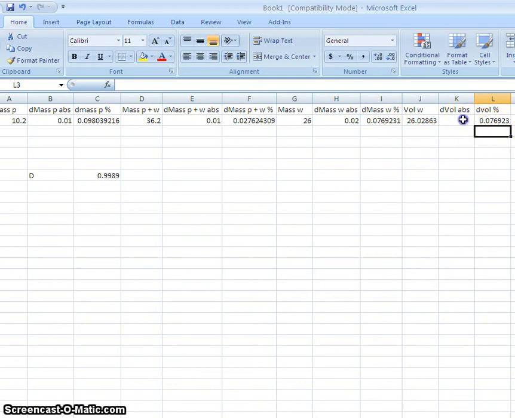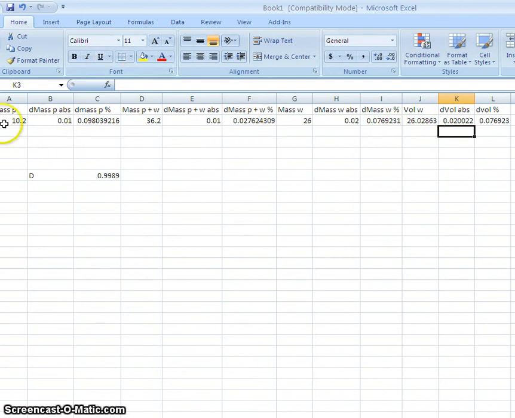And now I can back calculate to figure out what the absolute uncertainty in the volume is. And that's going to equal this, but I've got to turn it back into a decimal, so I'll divide it by 100. And then I multiply it by the actual volume. Alright, so now I've got the volume of water, which, since the whole pycnometer was filled with water, is really the volume of the pycnometer, and I got it for one trial.